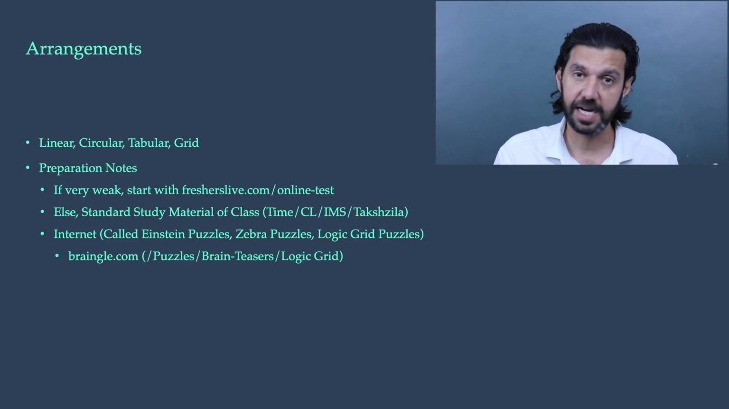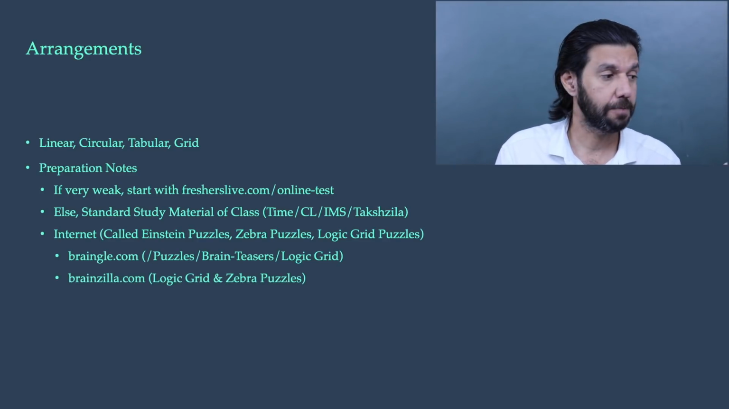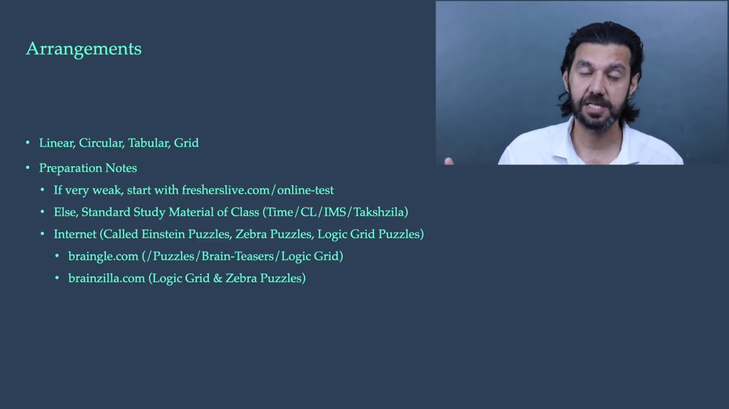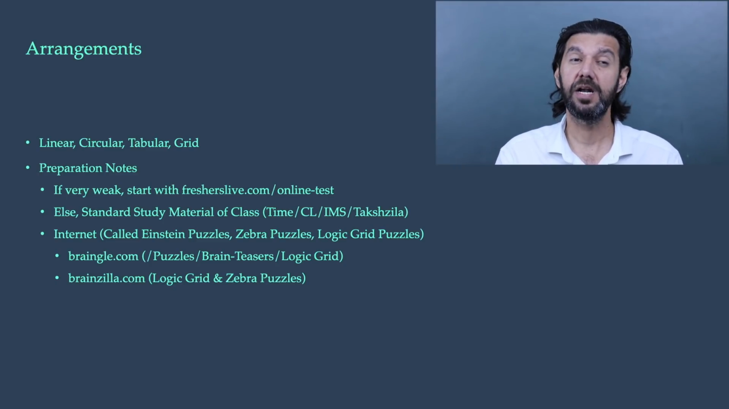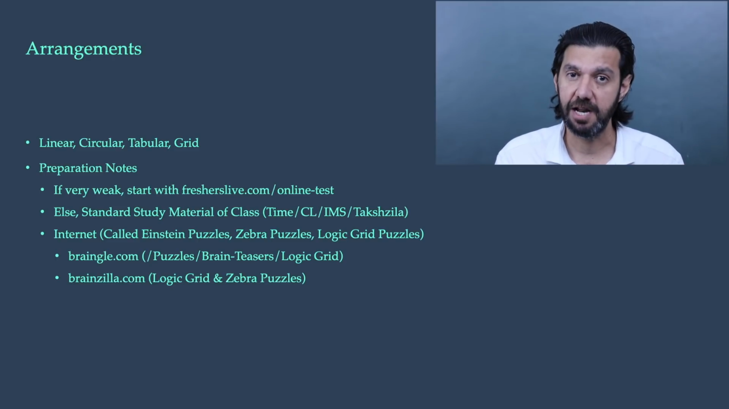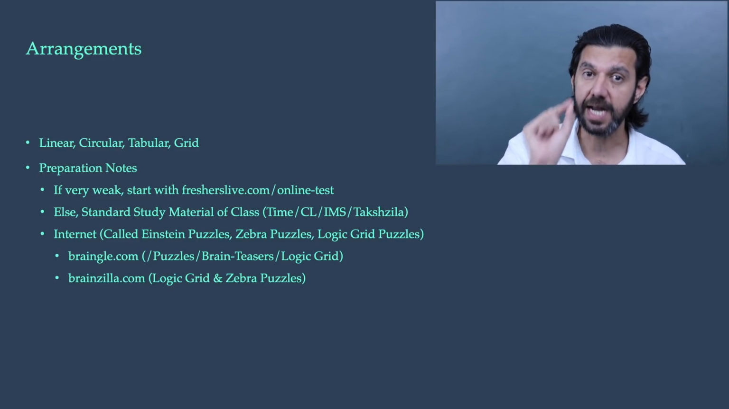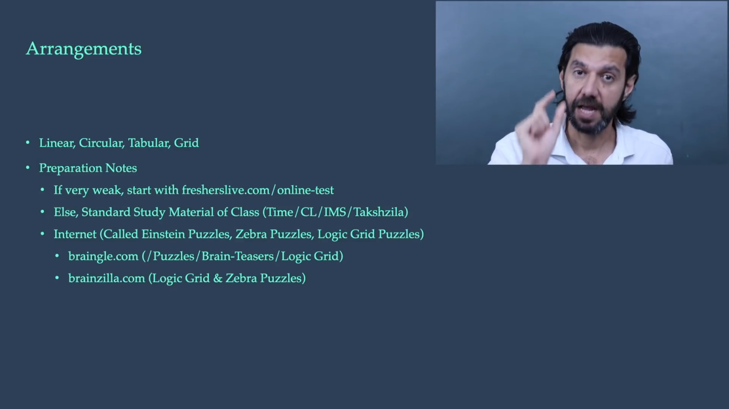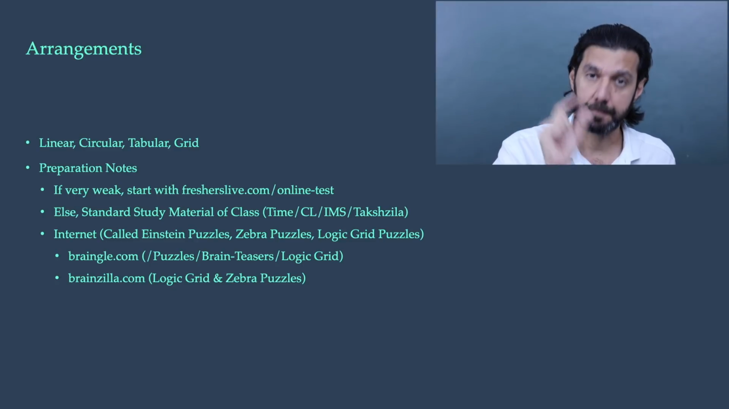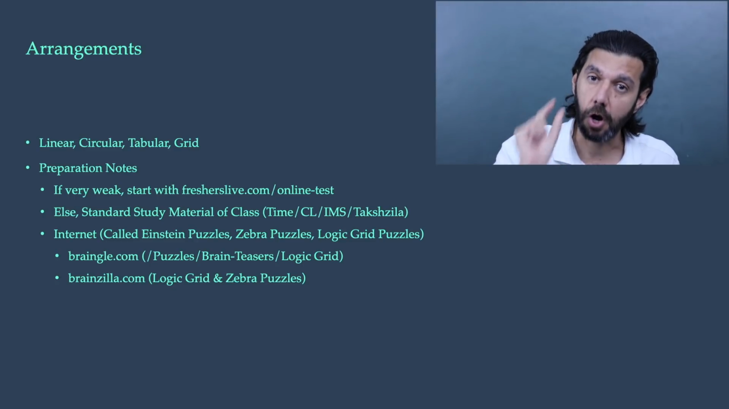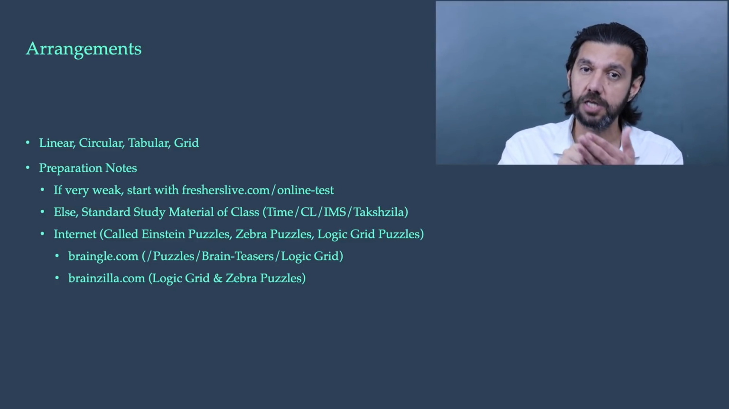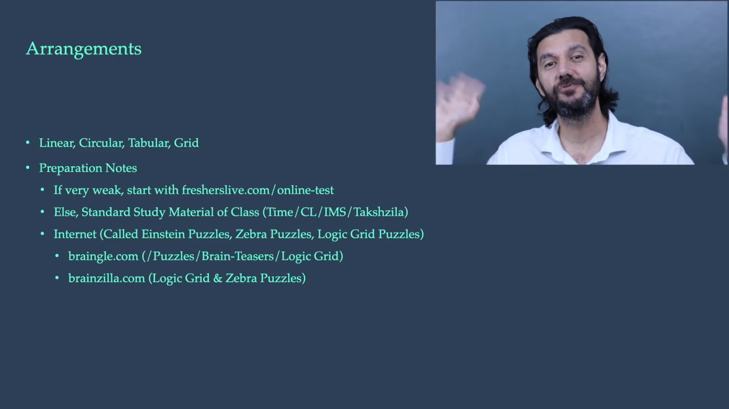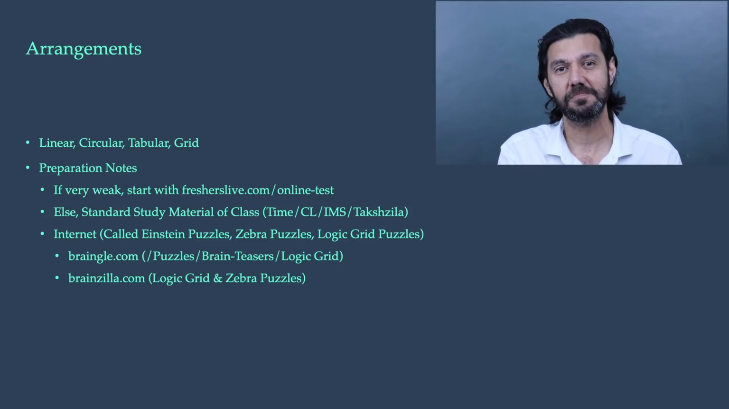Okay, lots of sites are there. Braingle.com is there, Brainzilla.com is there. Now, both of them have lots of puzzles, riddles. So, 90% of them are not relevant. So you need to get to the correct page. And what are those pages? Those pages are in Braingle.com: go to puzzles, go to brain teasers, go to logic grid. So till the time you don't reach logic grid, don't solve any other stuff. They are not useful. Logic grid, there are about 600 sets.